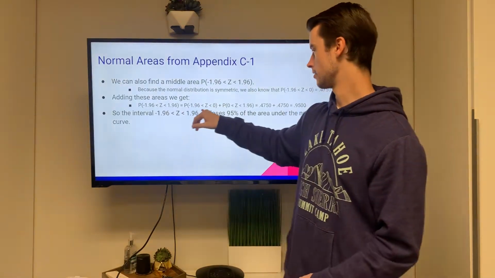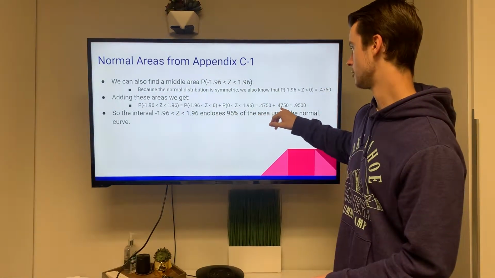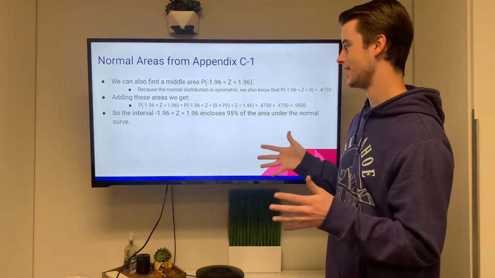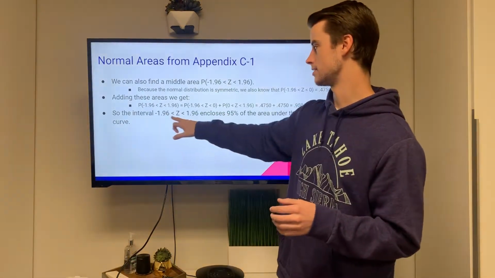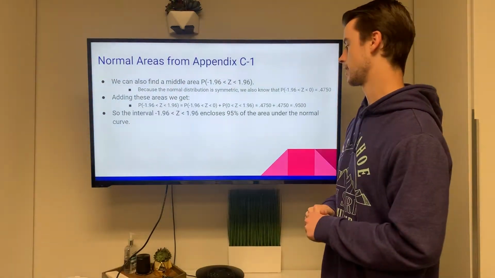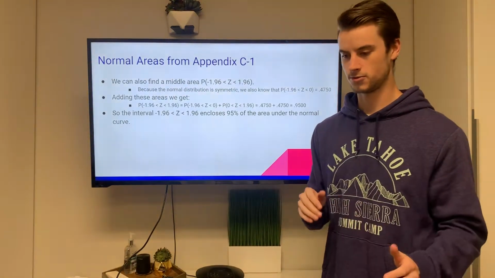And so adding these together, we get 0.4750 plus 0.4750, we get 0.95. So that means 95% of the data is enclosed between this z-score and this z-score. That's a lot of data, okay? And again, that deals with normal curves, just normal curves.